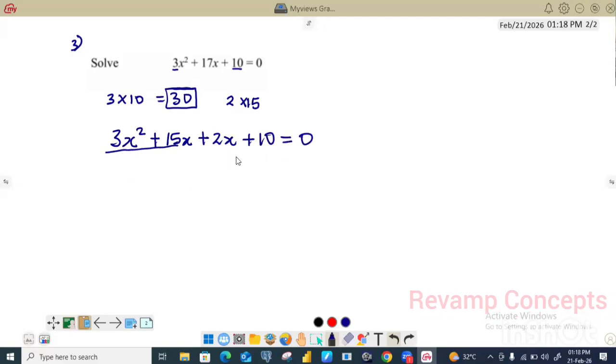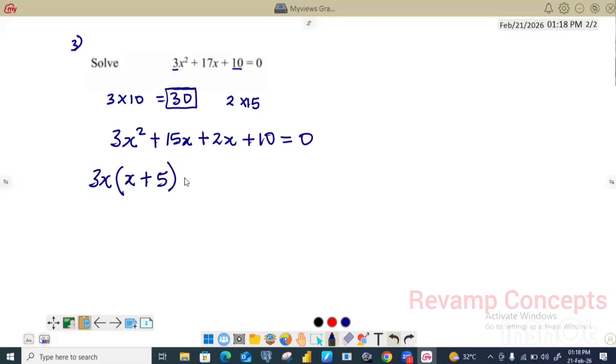So we are going to factorize by parts. The first part is 3x squared plus 15x. So what would be the factor that will be outside the bracket there? 3x. And inside the bracket, we are left with what? x plus 5, right?